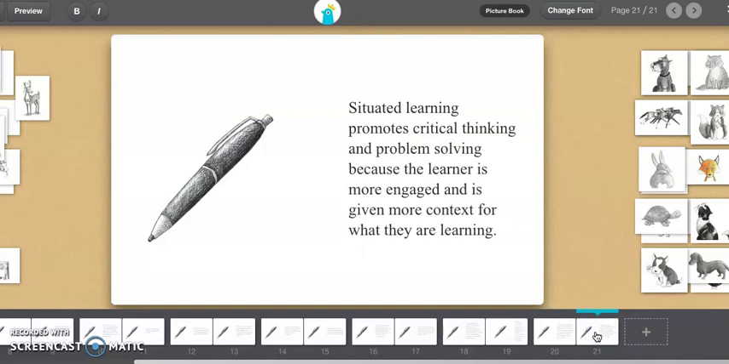So essentially, situated learning promotes critical thinking and problem solving because the learner is more engaged overall and they're given more of a context for what they're learning. So yeah, the idea between all three of these essentially is better engaging students and giving them context for what they're learning and allowing them to apply what they're learning to different situations. So yeah, that's the general idea.